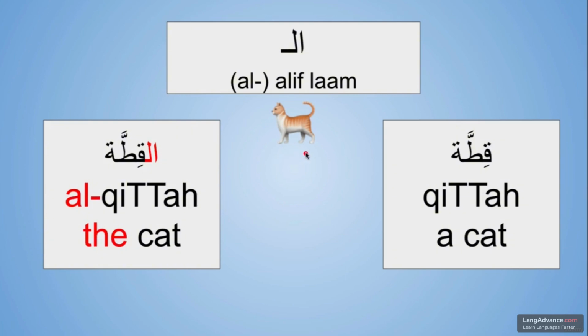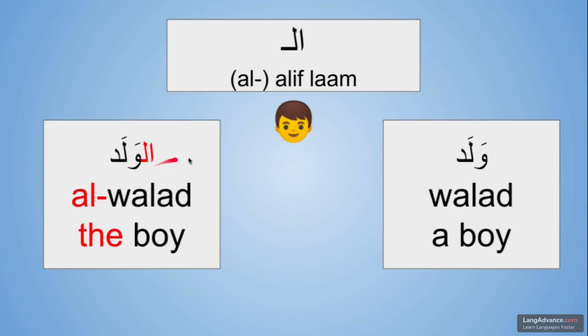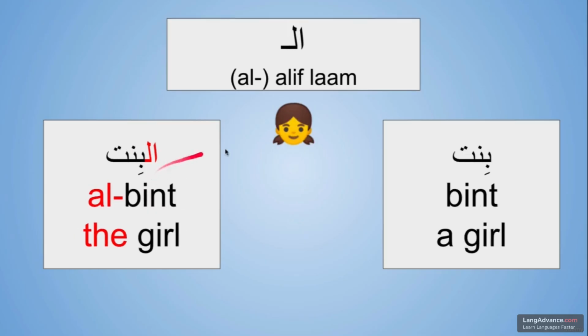For example, the word cat is qitta, a cat, qitta. And if you want to make it the cat, it will be al-qitta. And same for the word boy, which is walad. A boy is walad, and the boy is al-walad. And for the word girl, which is bint, and the girl is al-bint.